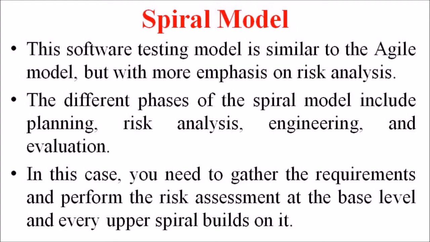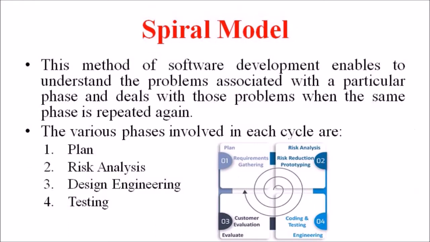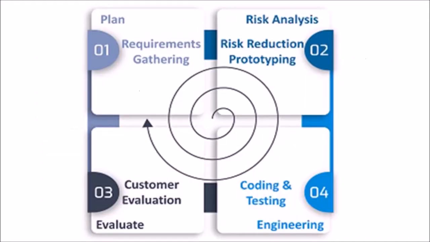The drawbacks of the waterfall model are overcome in the spiral model. The model consists of four phases. Those phases are planning, risk analysis, design, and customer evaluation. The four phases are iteratively followed till the problems are rectified. 2 to 3 prototypes are developed before the final product is delivered. Each prototype follows the entire cycle to solve the problem. This model of software development enables us to understand the problems associated with a particular phase and deals with those problems when the same phase is repeated again.